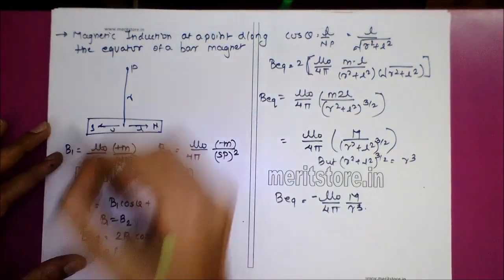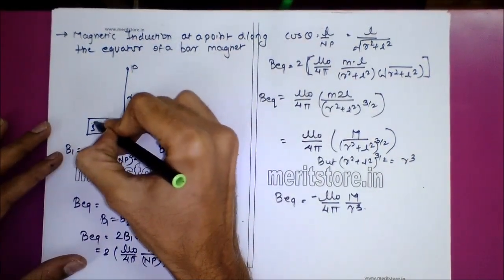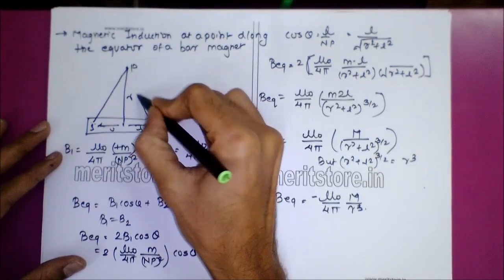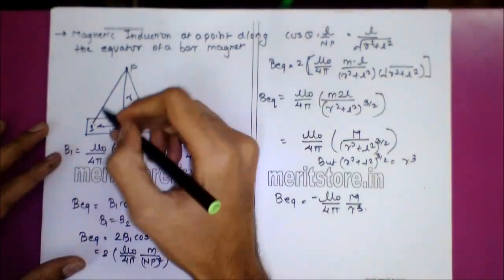At this point P, the south pole will have the same magnetic effect as that of the north pole. So the distances are the same.